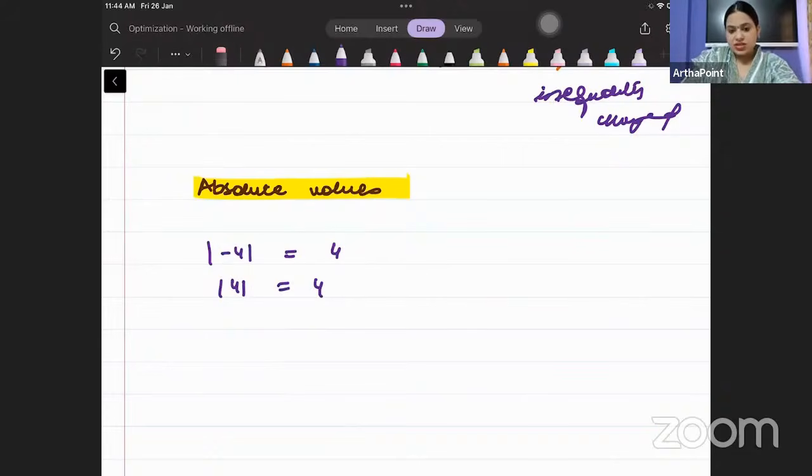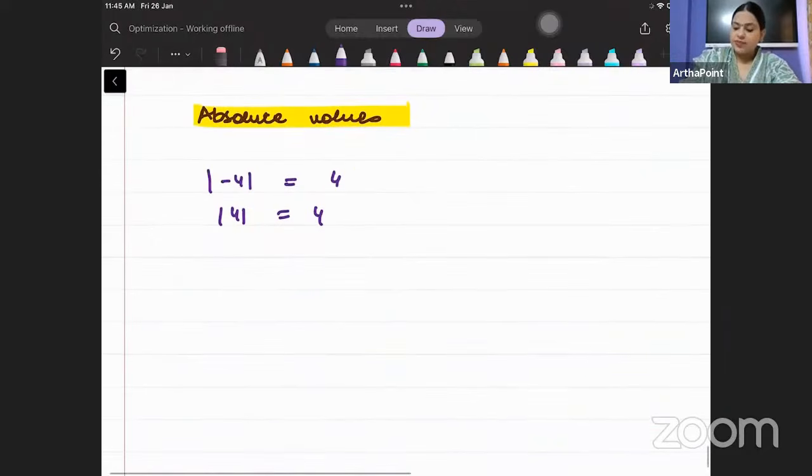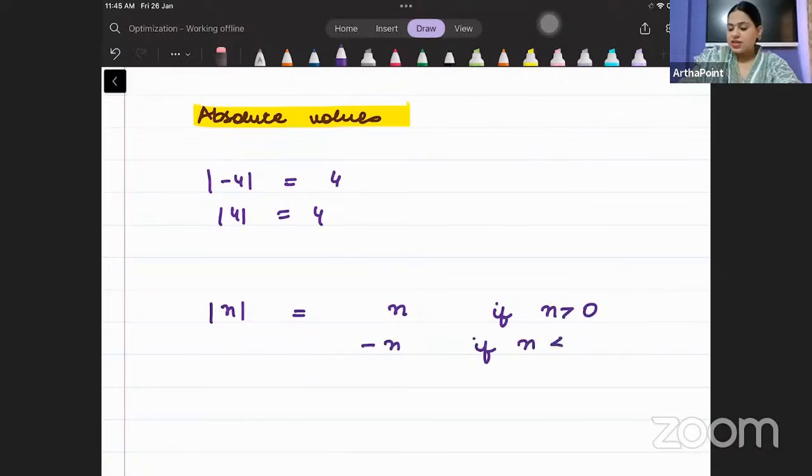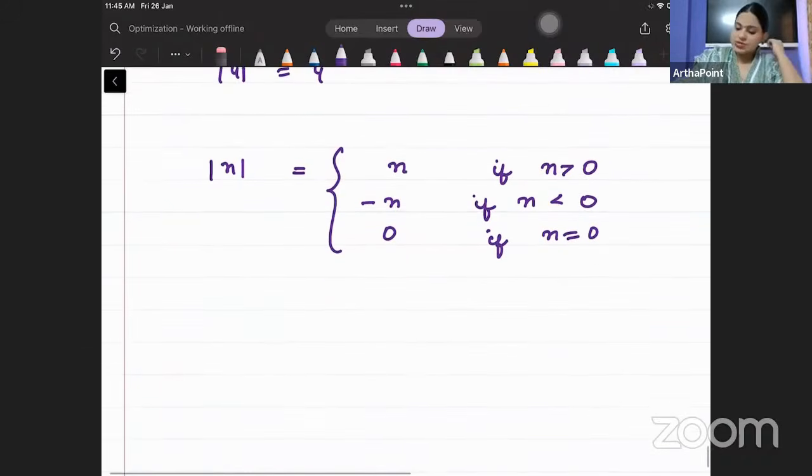So beta, in this case, we can go ahead and open this up. How can we open this up? We can go ahead and say that if I have mod of n, beta, this will be n whenever n is greater than 0. And it will be minus n if n is less than 0. And it will be 0 if n is equal to 0. ठीक है बेटा, क्वेश्चन करके देख लेते हैं इसके बेसिस पे.